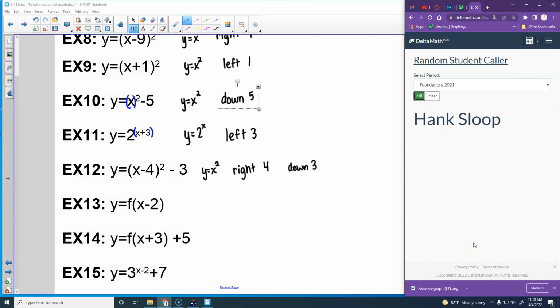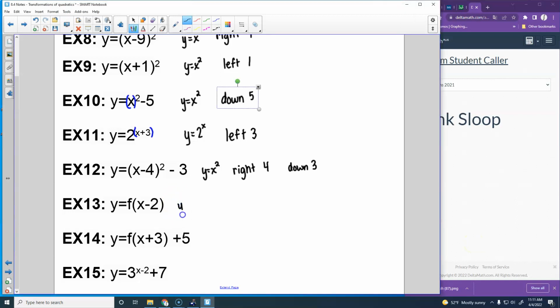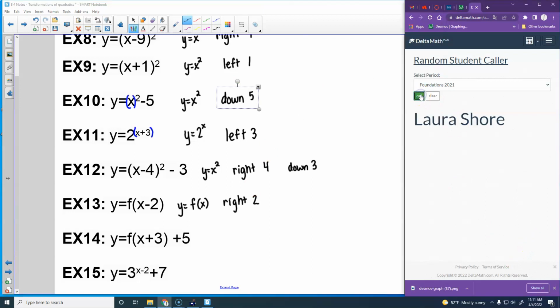All right, Hank. What is my equation? What am I starting with for number 13? F of x is how we say that. F of x. And what has happened to f of x with that minus 2 that's put there? Very good. Right 2. It's inside of the parentheses, which moves it left or right. And we go the opposite direction. So minus means to go right. Okay. All right, let's try another one.